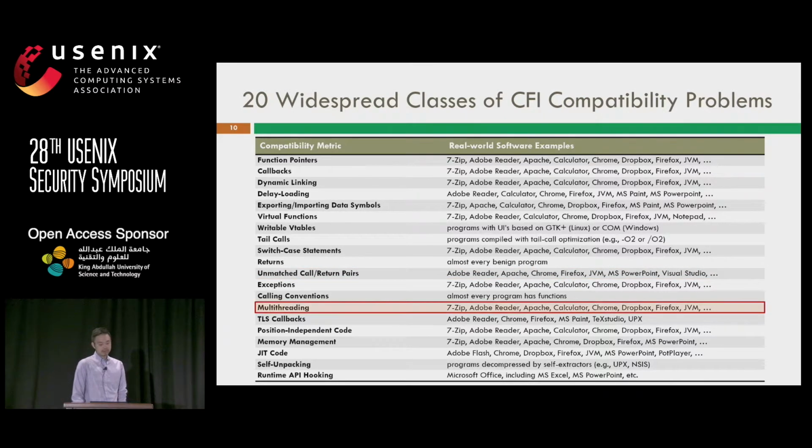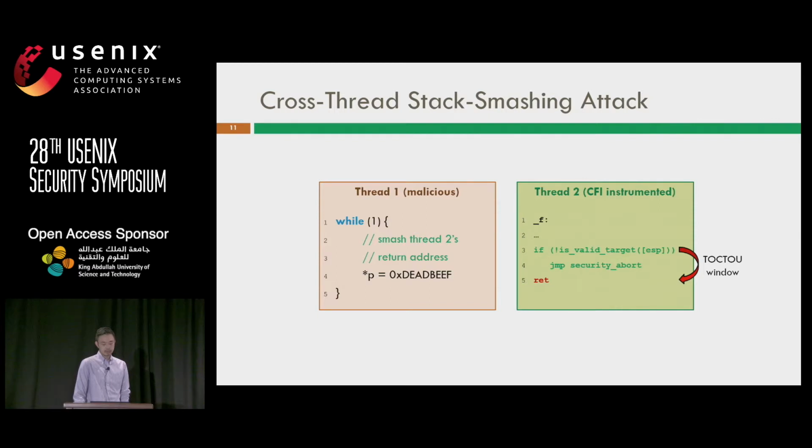And another problem that seems to be hard to fix is multithreading. Multithreading is now extremely important for software efficiency, but it can be problematic for CFI enforcement. Because it turns out that in Windows and macOS, all the threads have write access to each other's stacks. They all live in a flat address space. So a compromised thread can overwrite the return address of another thread between the check and the use of that return address. So it's a time-of-check to time-of-use vulnerability. We call this a cross-thread stack smashing attack.